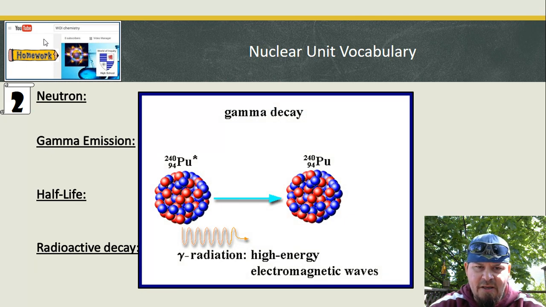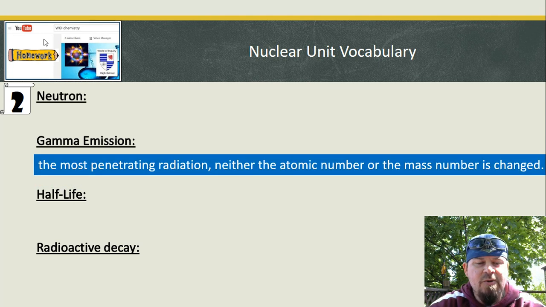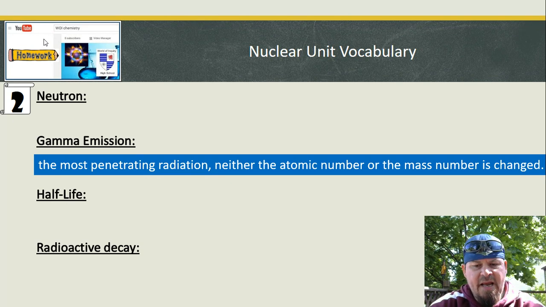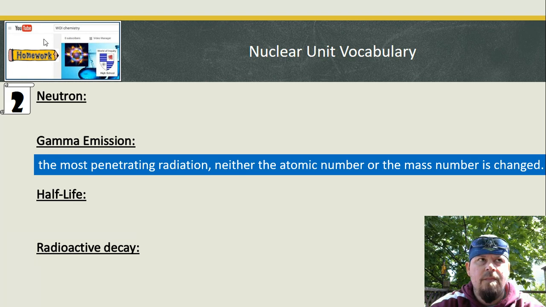Gamma, now this is the boogeyman. This is that weird little Y. This guy is pure energy, no mass. So hence he has the most penetrating power. Neither the atomic number nor the mass is changed in the original because it doesn't have any mass or charge to it. It's just pure energy. So in order to protect ourselves from gamma emissions, we need something like 10 feet of concrete or 6 feet of lead.